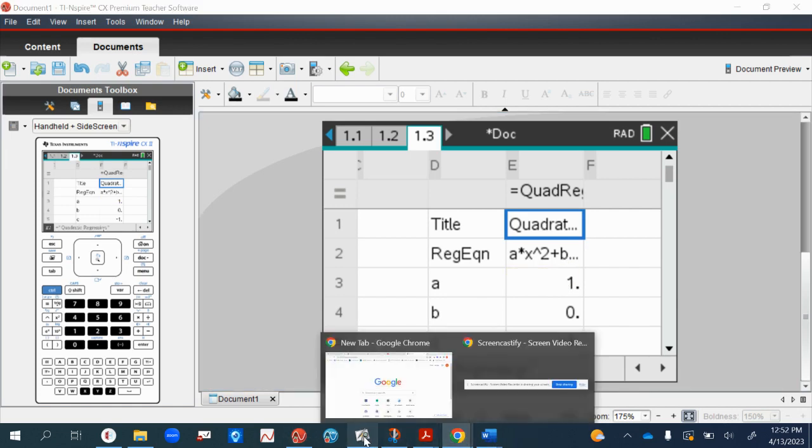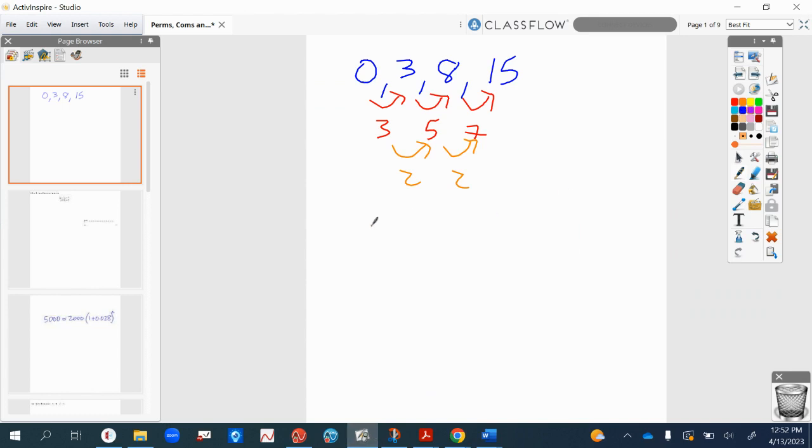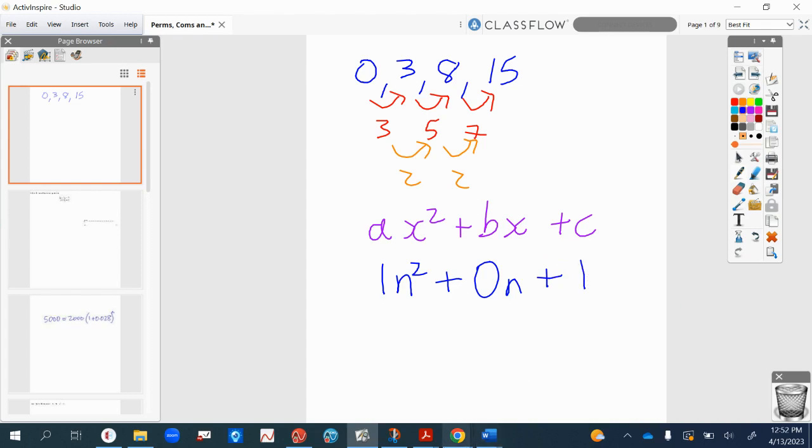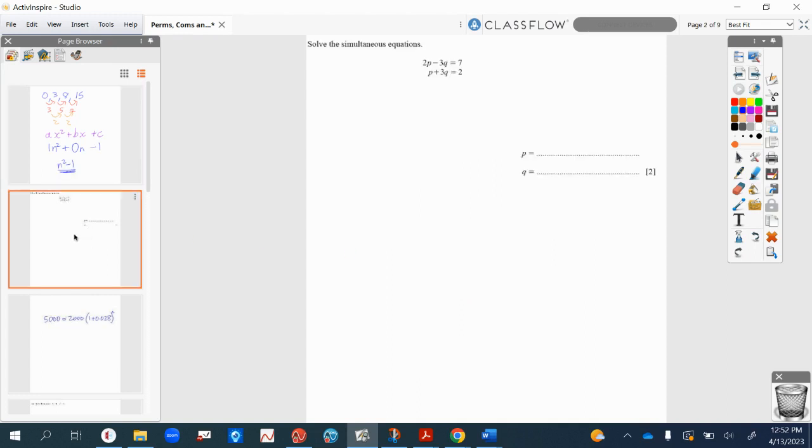So if we write that down then, let's do that. As written there, it's ax squared plus bx plus c, but for us it's going to be n instead. So it's going to be 1n squared plus 0n, and I think it was plus 1, wasn't it? Let's just double check. It was minus 1. And that is your nth term for your quadratic. So it's just going to be n squared minus 1. As simple as that.